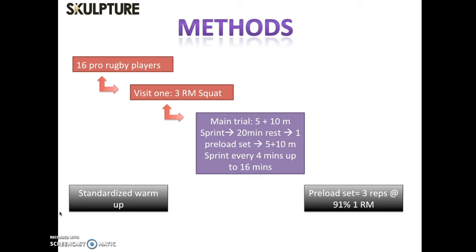After this preload set, 5 and 10 meter sprint time was again tested every 4 minutes up to and including 16 minutes. This means they were tested after 4 minutes, after 8 minutes, after 12 minutes, and after 16 minutes. It should also be noted that each participant was provided with a standardized warm-up that they completed.